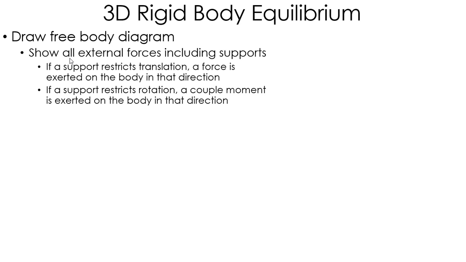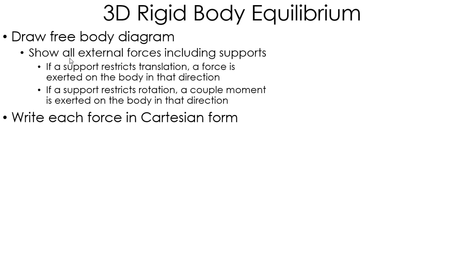Likewise, if it restricts any sort of rotation, there has to be a couple moment that you have to include in the direction that is restricted. So it may be able to rotate around one axis but not another. Whichever axis it's not allowed to rotate about, there needs to be a couple moment about that axis restricting that motion. So again, restriction of motion leads to a support reaction. And that needs to be included on your free body diagram as well as any other external forces.